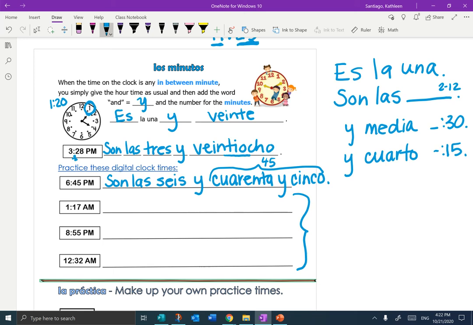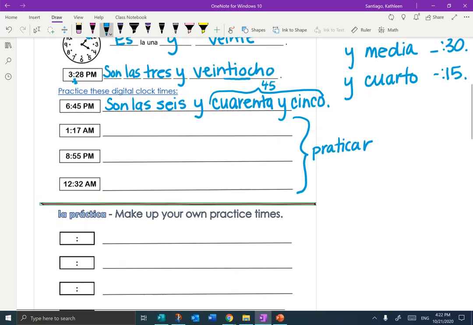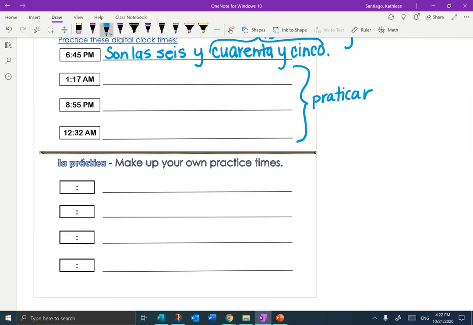Now, these are your 3. You need to practicar. Okay, so practica. So practicar is to practice. Practicar. It's a cognate. Okay, so la práctica, the practice. So here I want you to make up your own times to practice. I'm going to put in one just to show you, but you make up your own time. So I'm going to put in, I don't know, let's do 1:05, just to practice.